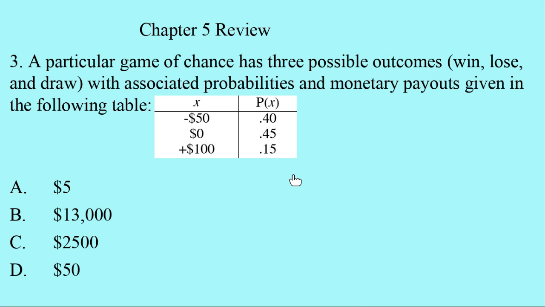Okay. So, again, the same game. A particular game of chance has 3 possible outcomes: win, lose, and draw, with associated probabilities and monetary payouts given in the following table. It's exactly the same as previous. And now I can't remember what the question was. Okay. So let's forget that question. I'm not sure, I can't remember. No question on it. Don't worry about it. My error.